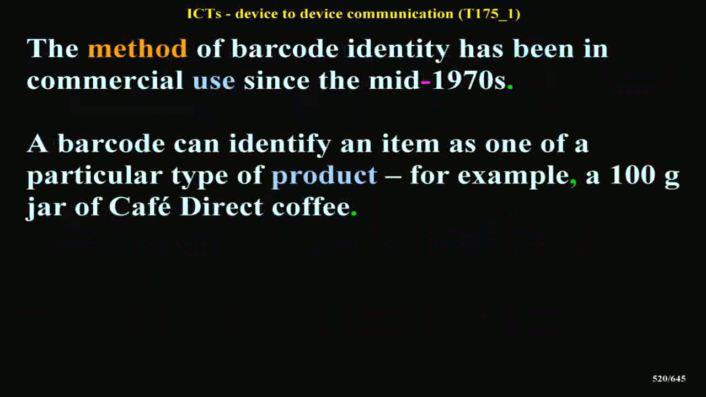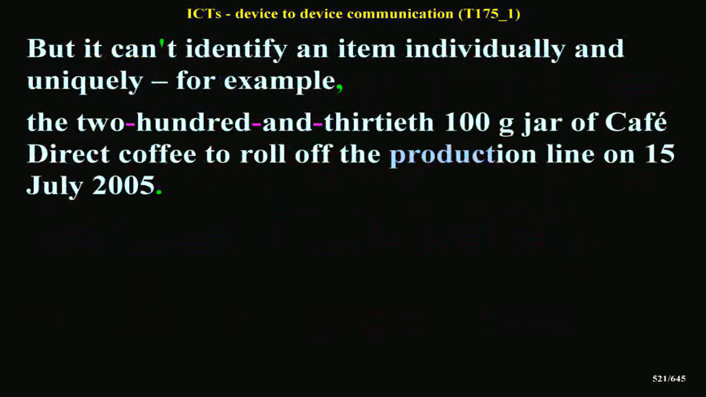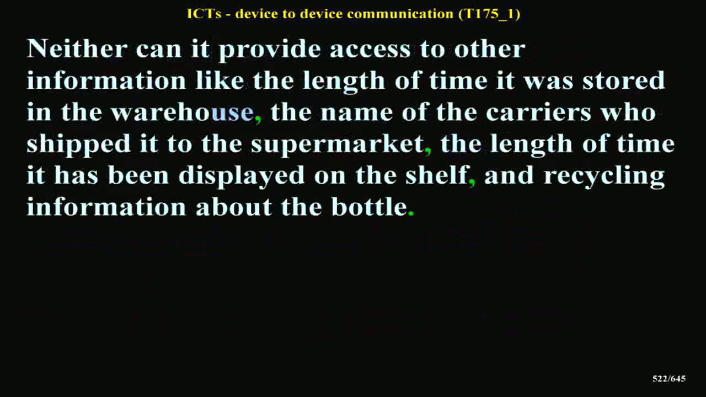A barcode can identify an item as one of a particular type of product, for example, a 100g jar of Café Direct coffee. But it could not identify an item individually and uniquely, for example, the 230th 100g jar of Café Direct coffee to roll off the production line on July 15, 2005. Neither can it provide access to other information like the length of time it was stored in the warehouse, the name of the carriers who shipped it to the supermarket, the length of time it has been displayed on the shelf, and recycling information about the bottle.